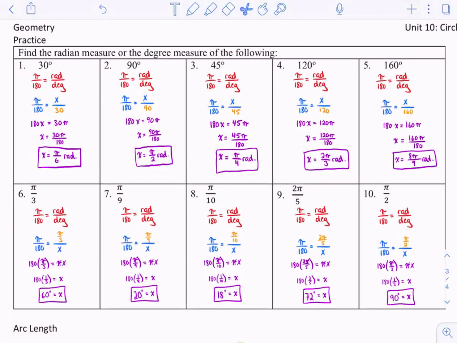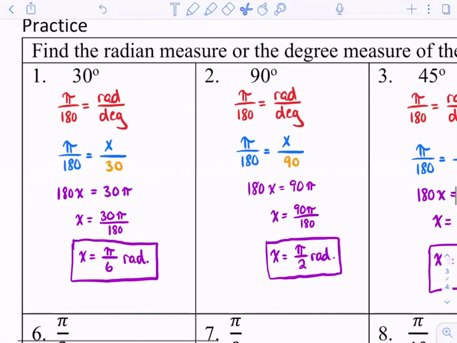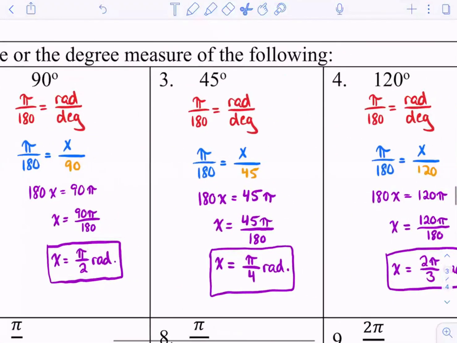So there you have it. There are all the answers. I made sure to keep everything color coordinated and consistent. So I'm going to slowly scroll through the answers so you could check all of your work. I want you to recognize that, again, I'm only putting in the pieces that I know, and I consistently keep it as pi over 180 equals radian over degree.